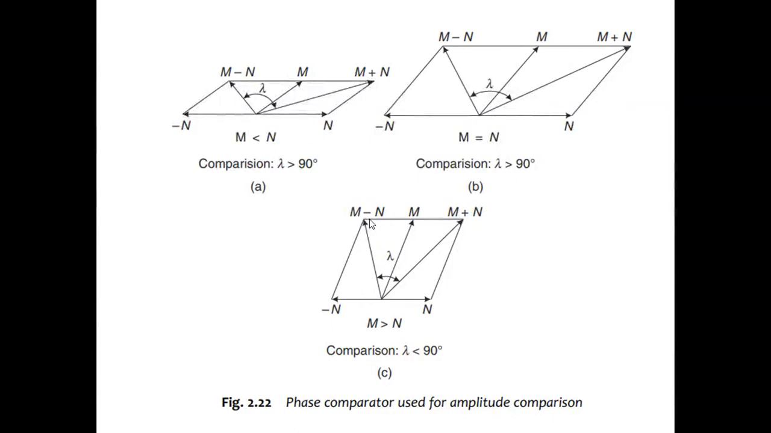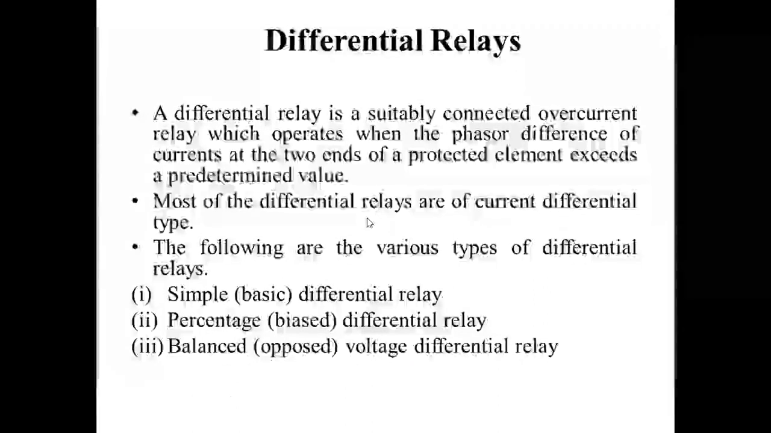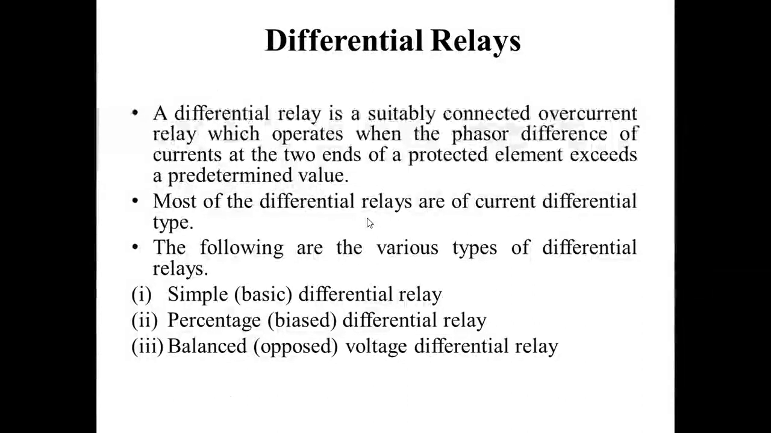Then we go to our next type of relay, the differential relay. Okay, so the differential relay, as the name suggests, means the difference between two quantities. Simply, it is a suitably connected overcurrent relay which operates when the phasor difference of currents at the two ends of the protected element exceeds a predetermined value.